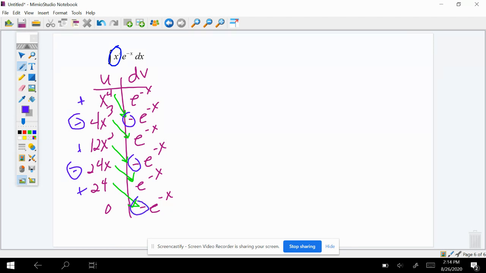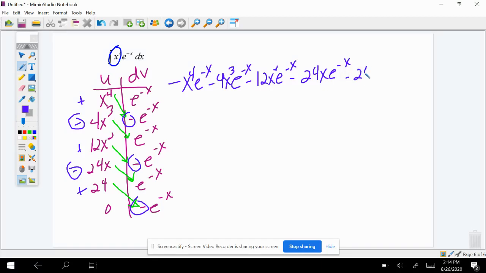I have seen textbooks will actually factor that negative out. They'll even factor the e to the negative x out and just write all the u's. You can do that. I'm going to write it all out so you see it. So we get negative x to the fourth e to the negative x, negative 4x cubed e to the negative x, negative 12x squared e to the negative x, negative 24x e to the negative x, negative 24 e to the negative x, and then plus c.